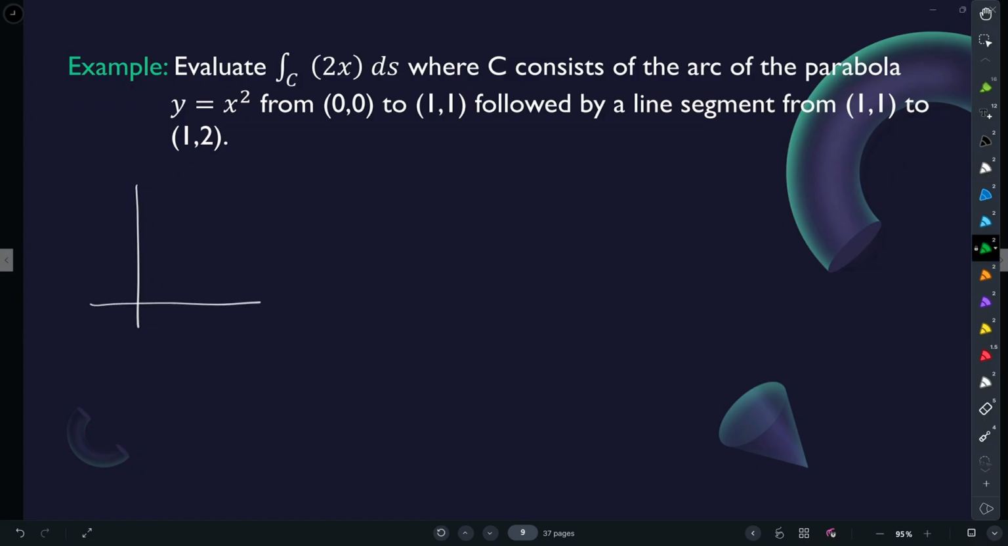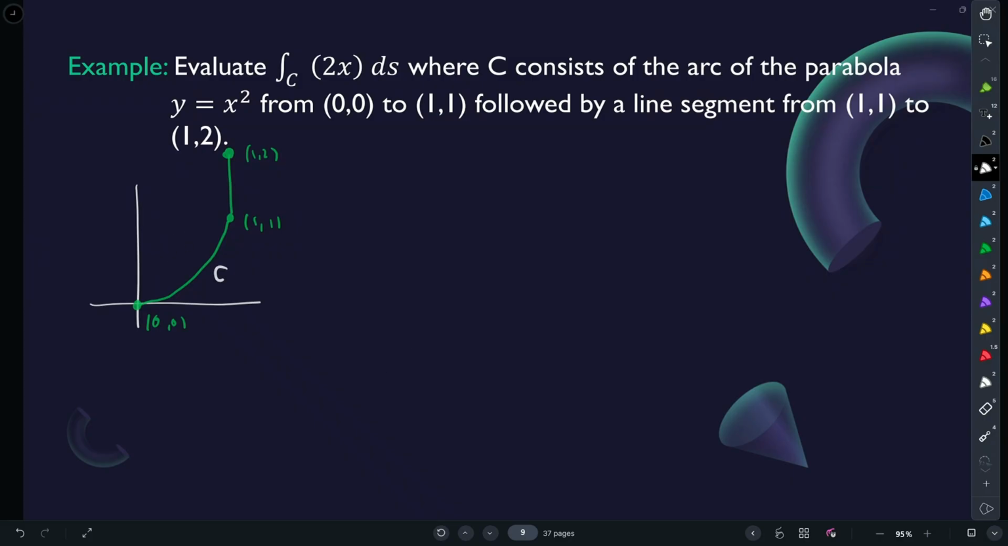It goes from 0, 0 to 1, 1 using a parabolic motion from here to here. And then from 1, 1 to 1, 2, this is 0, 0, this is 1, 1, and then 1, 2, just using a straight line. Okay? When we do integrals in sections that are defined by very different functions, we can just split the integral.